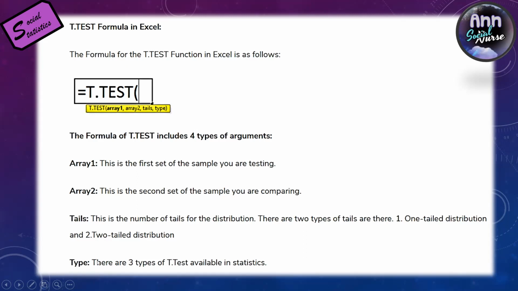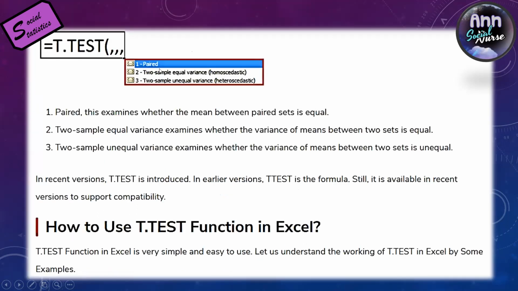And the type: you are going to choose one of 3 types. There are 3 types of t-test available in statistics. This one, paired, examines whether the mean between paired sets is equal. The second, two-sample equal variance, examines whether the variance of means between 2 sets is equal, or homoscedastic. And the third one, two-sample unequal variance, examines whether the variance of means between 2 sets is unequal, or heteroscedastic. In recent versions, T.TEST is introduced. In earlier versions, TTEST is the formula. Still, it's available in recent versions to support compatibility.